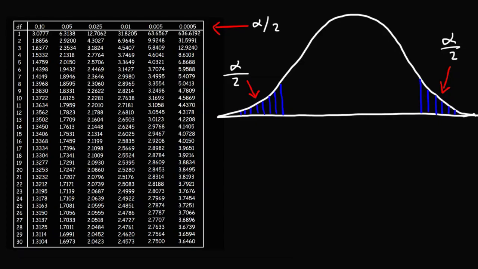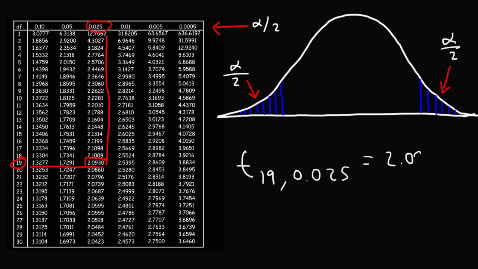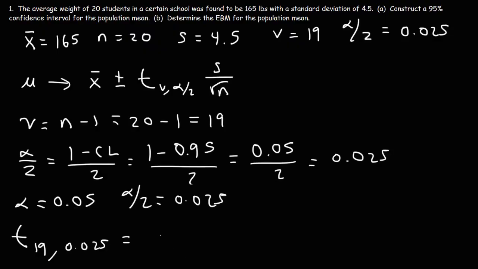So here we have the student's t-distribution table, and we said that we had 19 degrees of freedom and an alpha over 2 value of 0.025. So if we find the intersecting row and column, it gives us this number, 2.093. And so that's going to be our t-value when we have 19 degrees of freedom and an alpha over 2 value of 0.025. It's equal to 2.093. So now let's write our t-value of 2.093 here.